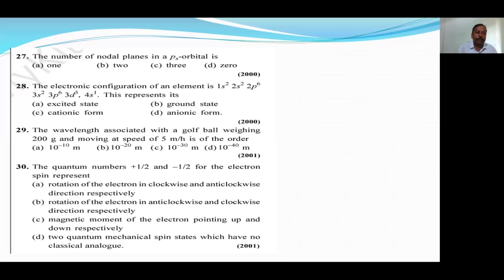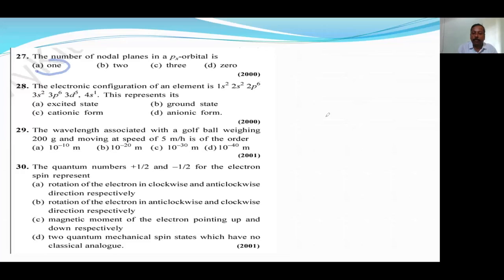Okay, next set of questions. The number of nodal planes in a p orbital. In only one orbital, the nodal plane will be only one. Which plane can anybody say? Which plane will it be? Only one. The answer will be only one.